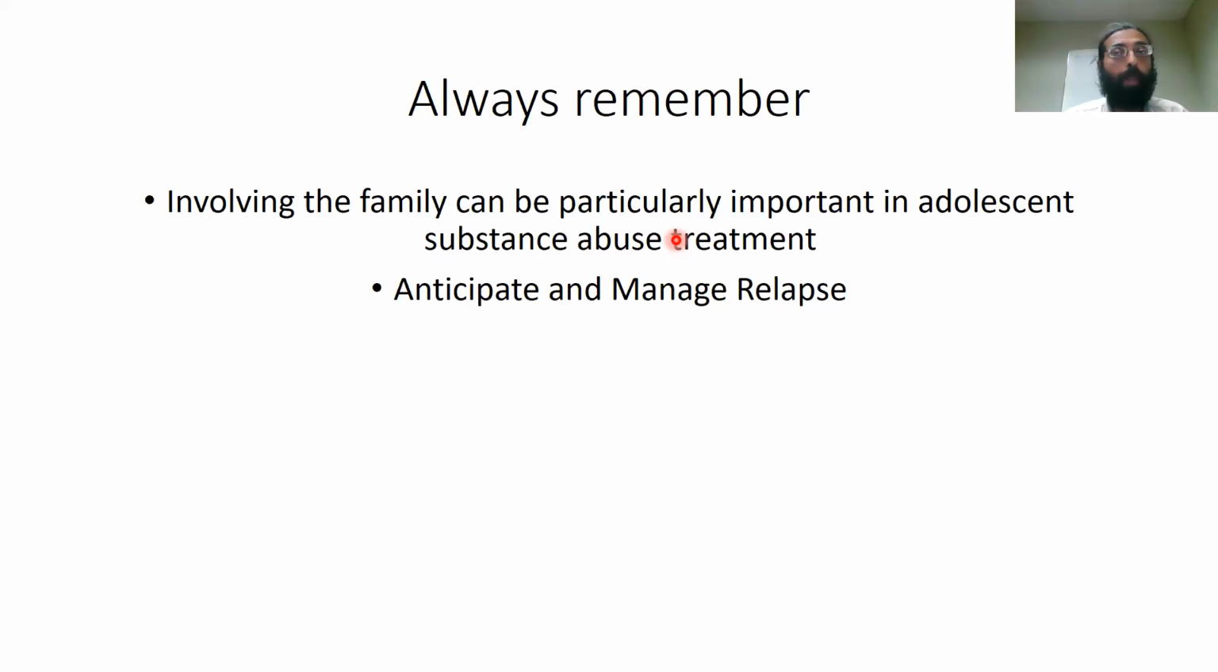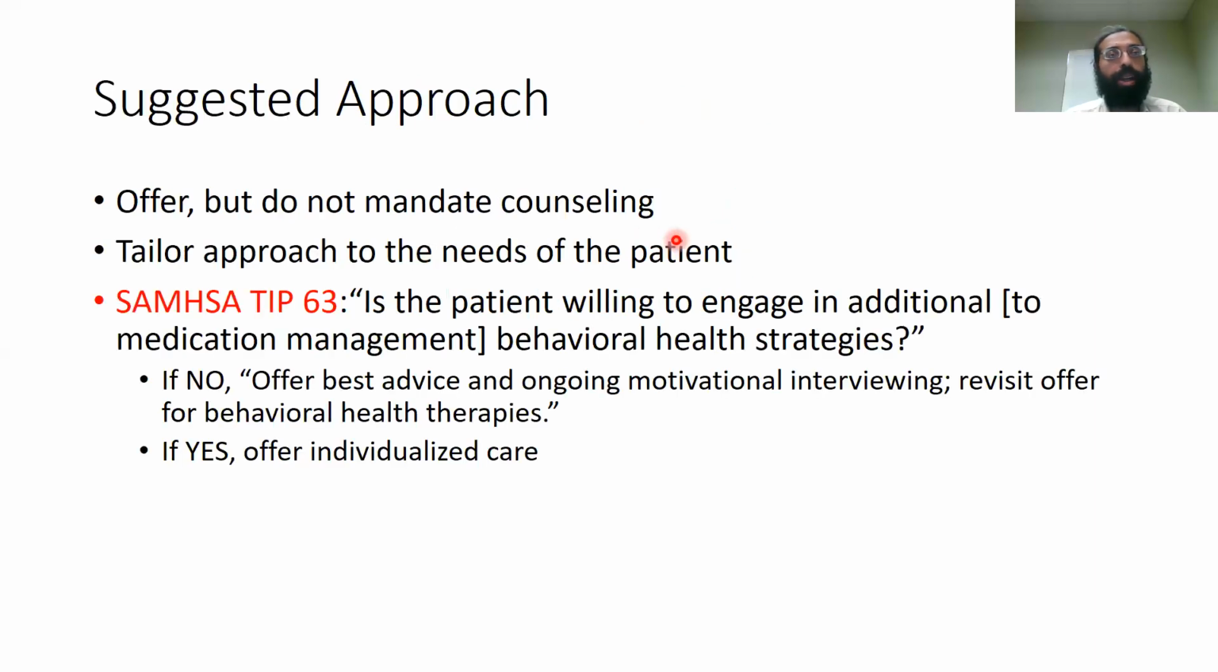So if you're able to combine those, I think that makes a lot of sense. So always remember, involving the family can be particularly important in adolescent substance abuse treatment, and anticipating and managing relapse is the other key point.